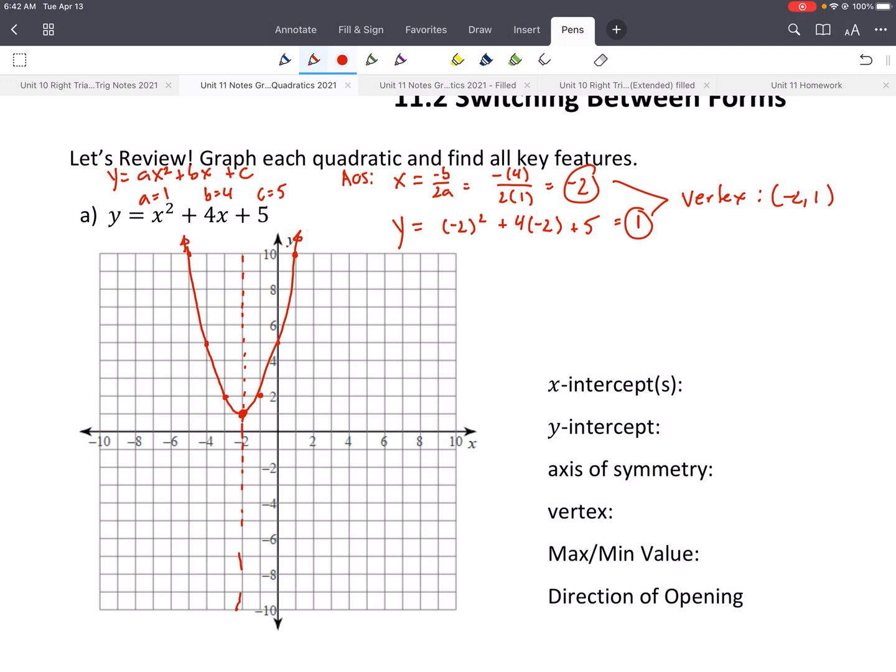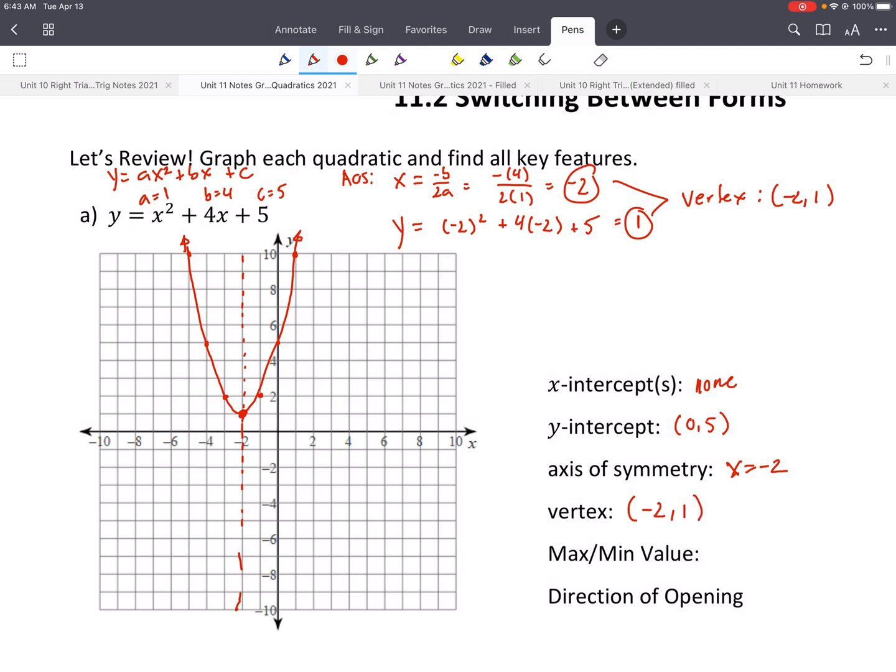Let's write down these key features. For the x-intercepts, there's none. It doesn't cross the x-axis, doesn't cross this line at all, so we don't have any x-intercepts. Y-intercepts, it looks like it would be 0, 5. And again, we can find that by looking at our constant. And that only applies if it's in standard form, okay? Axis of symmetry, we already figured out what that is. It's x equals negative 2. Vertex, we already figured that out.